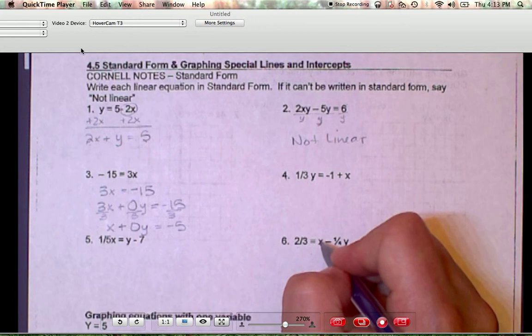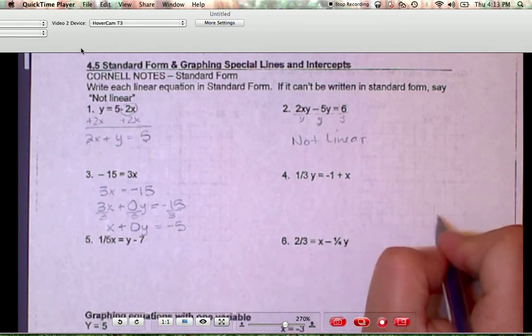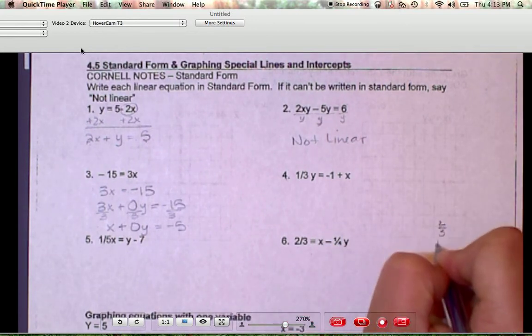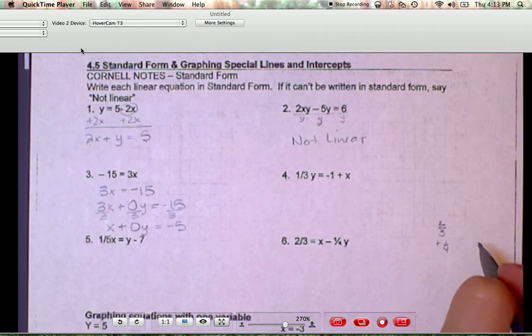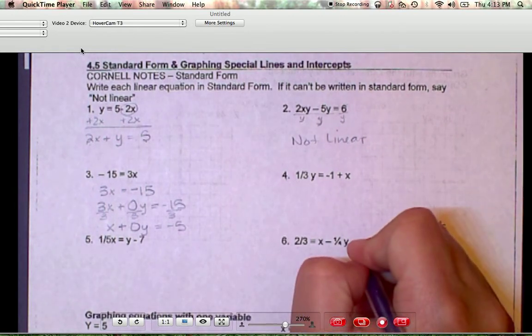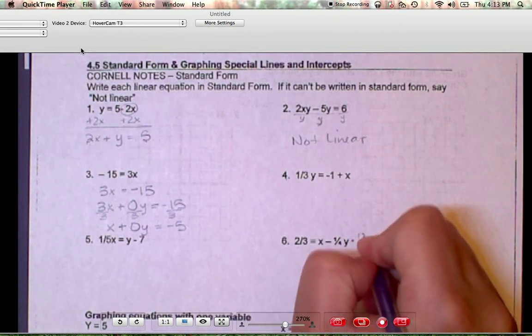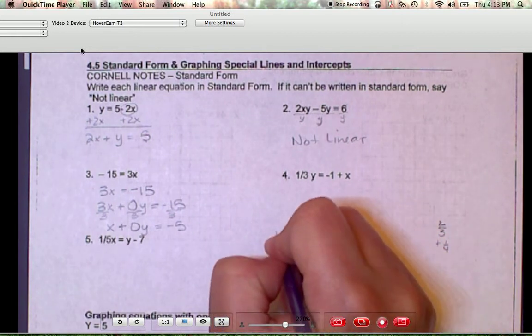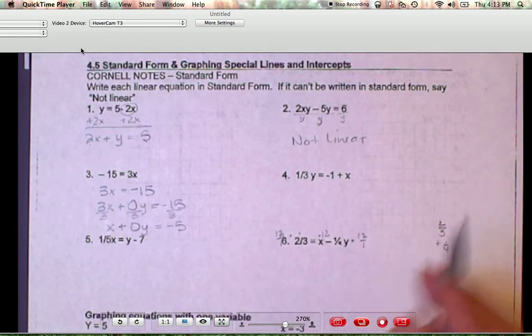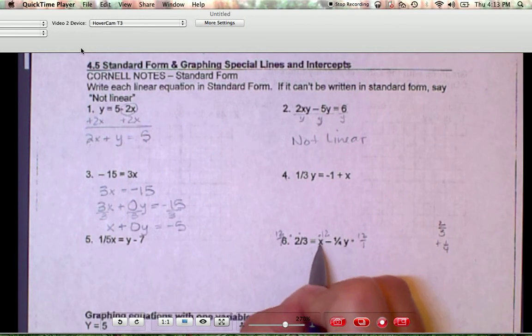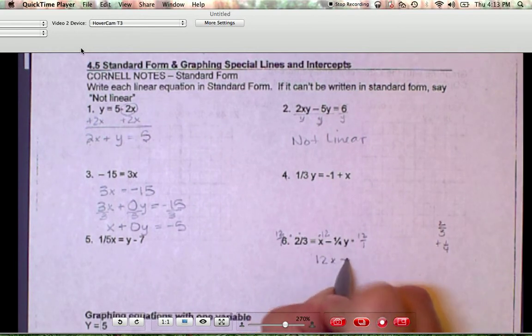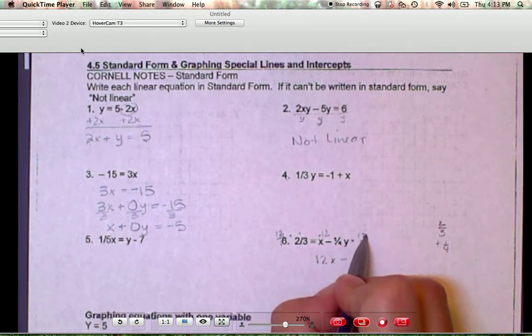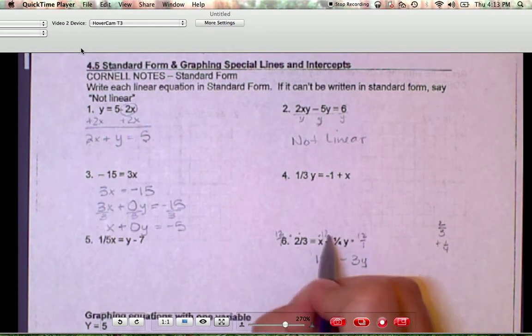You want to multiply through by the common denominator. So imagine if you were adding 2/3 plus 1/4. What would that common denominator be? It would be 12. So we want to multiply every single piece by 12. Multiply by 12 over 1. So the easy piece is 12 times x, which is 12x, minus 1/4 of 12, which is just going to be 3y. 1/4 of 12.